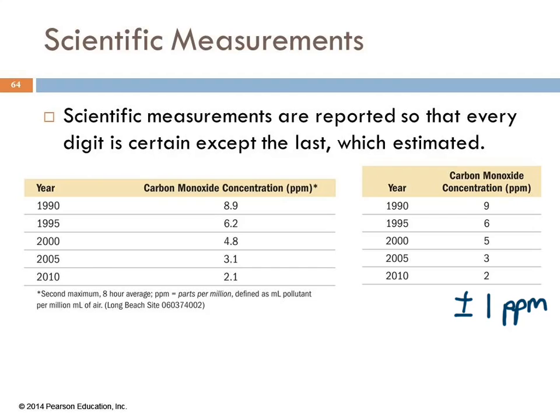Over here, the last digit is in the tenths place. So that implies that the uncertainty is in the tenths place. So this means 8.9 tells a scientist that it's between 8.8 and 9.0. Take that number, subtract 0.1, add 0.1, that gives you the approximate range. There's some uncertainty, but this number is much more precise than that number.